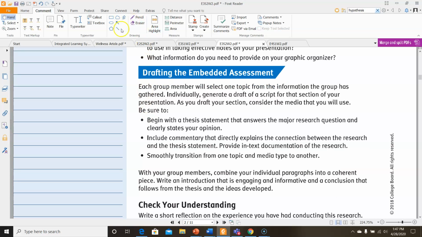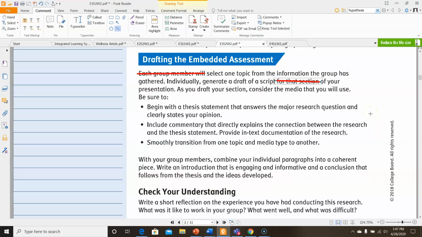So you're going to be selecting one topic from the information that you've gathered. Then you're going to generate a draft of a script for that section or for that presentation, because you're not doing it with a group. As you draft that script, consider the media that you're going to use. Like, are you going to use PowerPoint? Are you going to use Prezi? Are you going to make a video? Are you going to make audio clips, etc.?